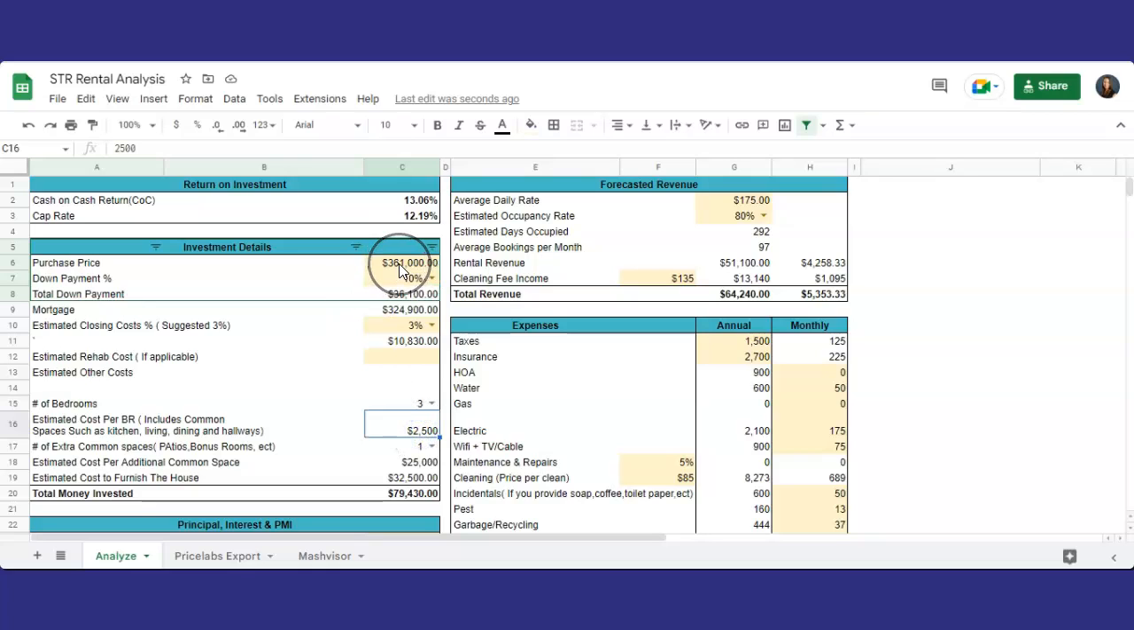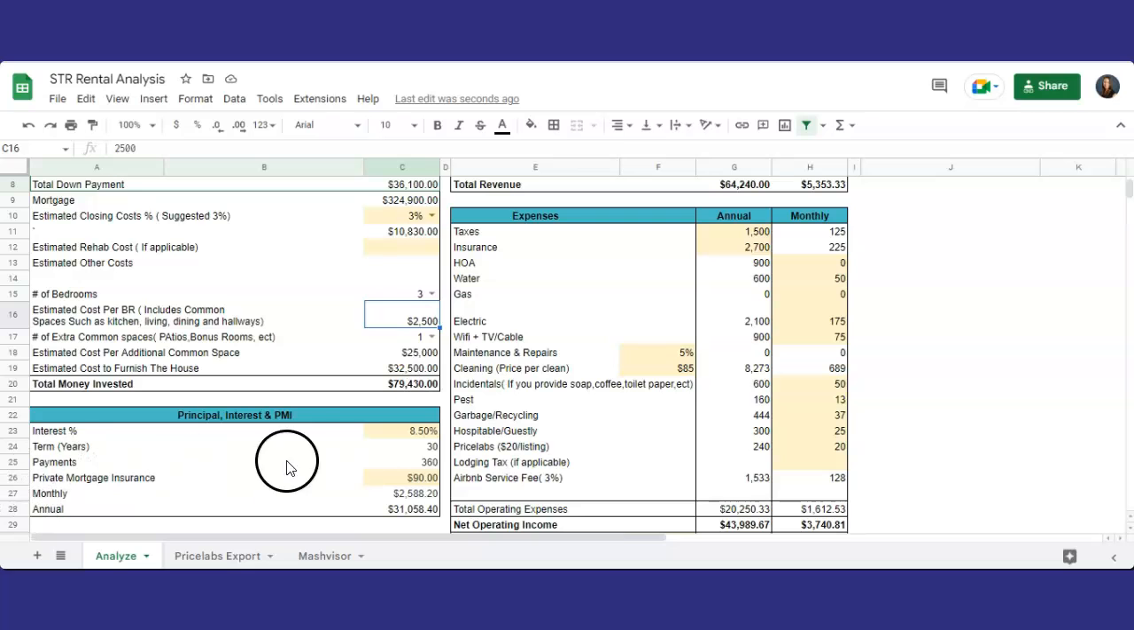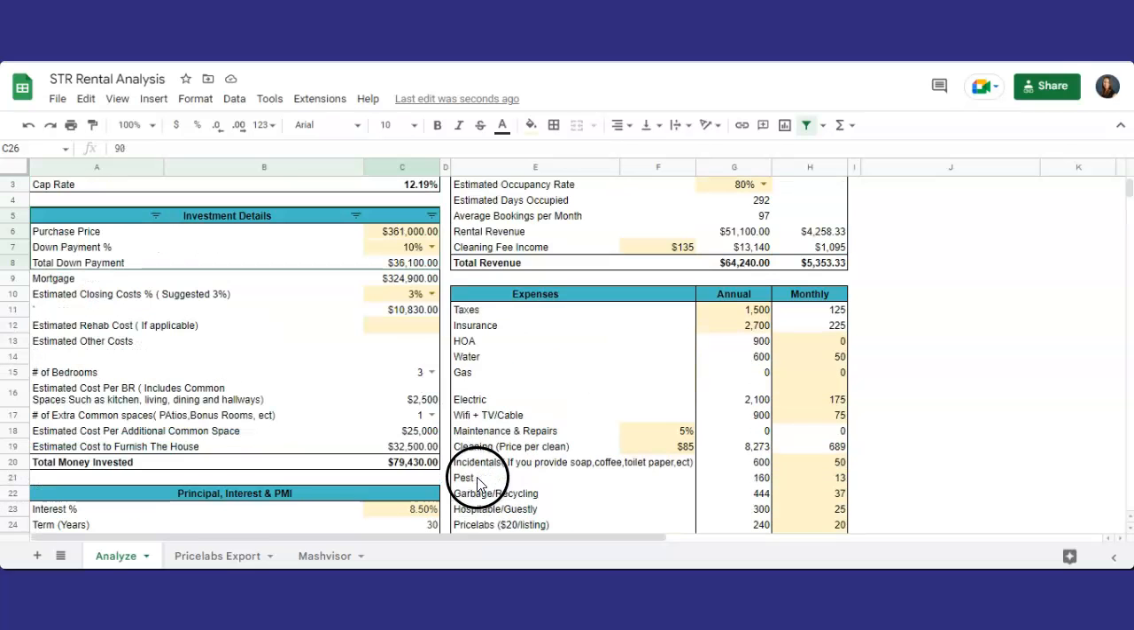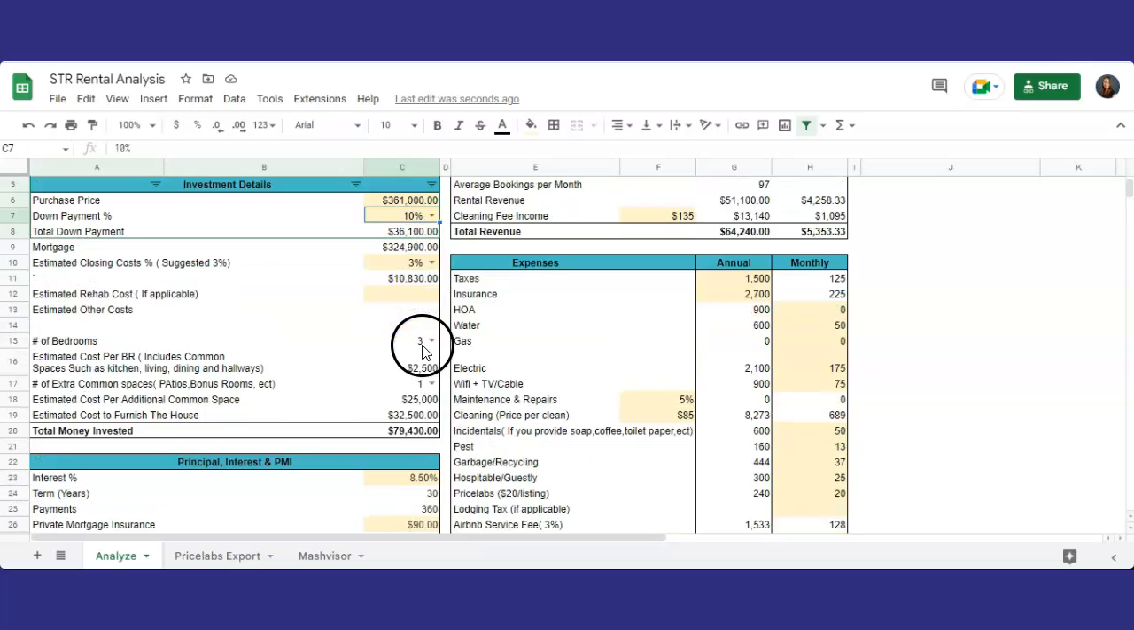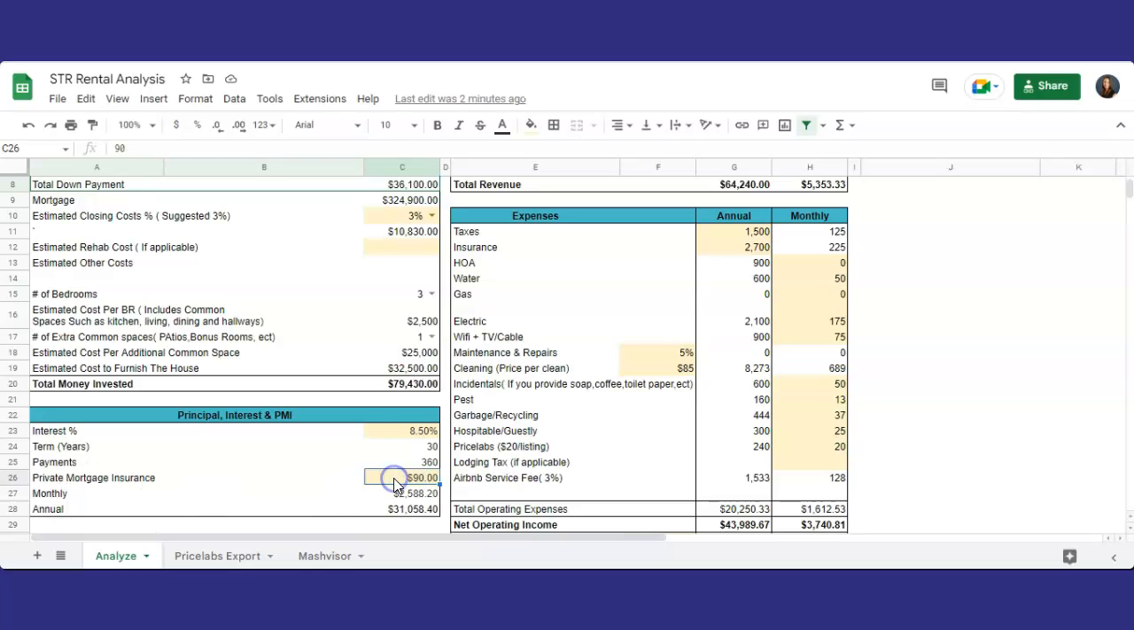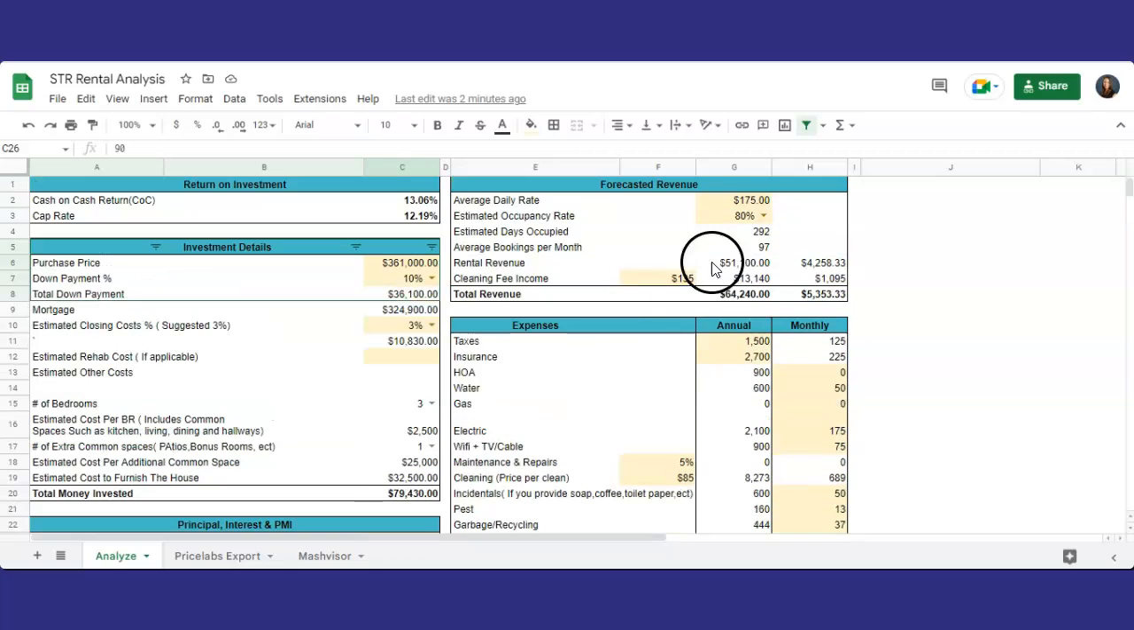The way that we account for it is basically it increases the cost, similar to how you would do it for a rehab. And then the other thing to take into account is that if you're buying with less than 20%, you will also have to account for the private mortgage insurance premium.